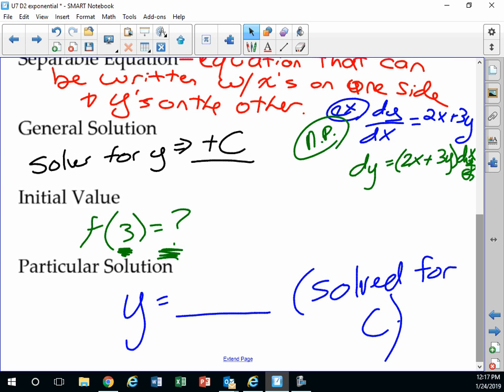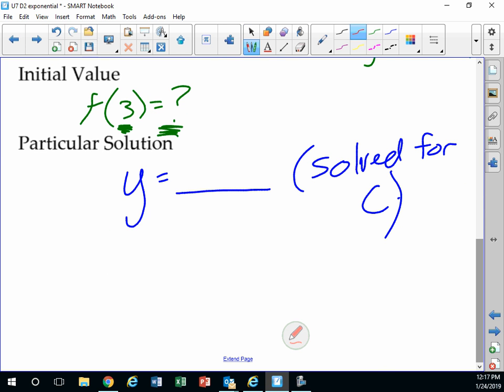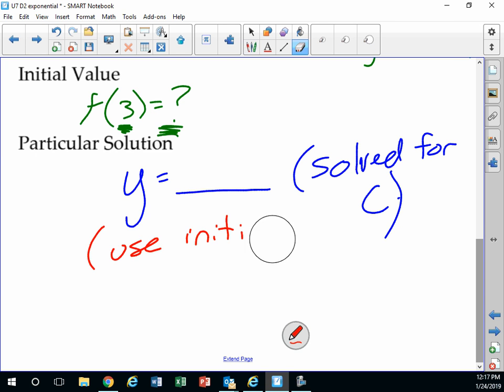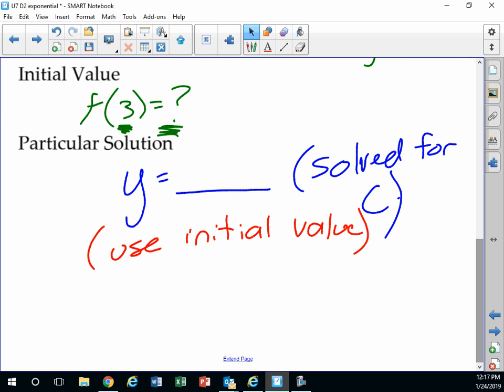Particular solution means you had an initial value. In order to get a particular solution, you have an initial value. You have a particular solution. It means you used an initial value to get there.